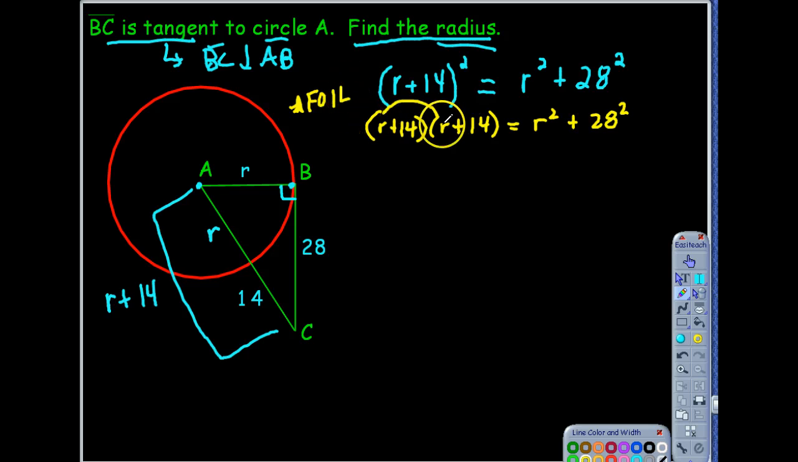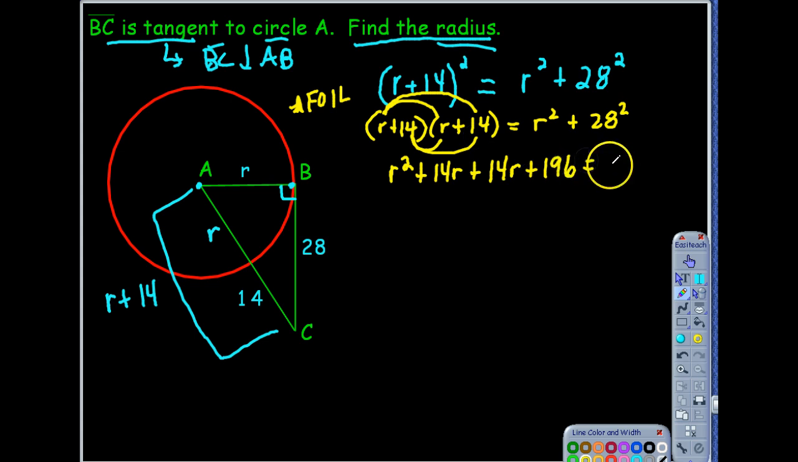Okay, so if I do first times first, R times R is R squared. Then my outside, R times 14, is 14R, and my inside is another 14R, and my last term is 196. And then over here we said R squared plus 784. So notice we don't just have an R squared and a 196. We have these two terms here, and when I combine those, I get 28R.